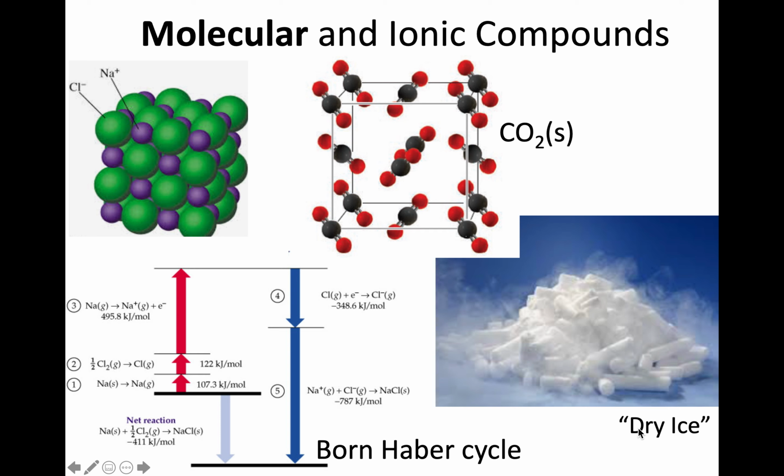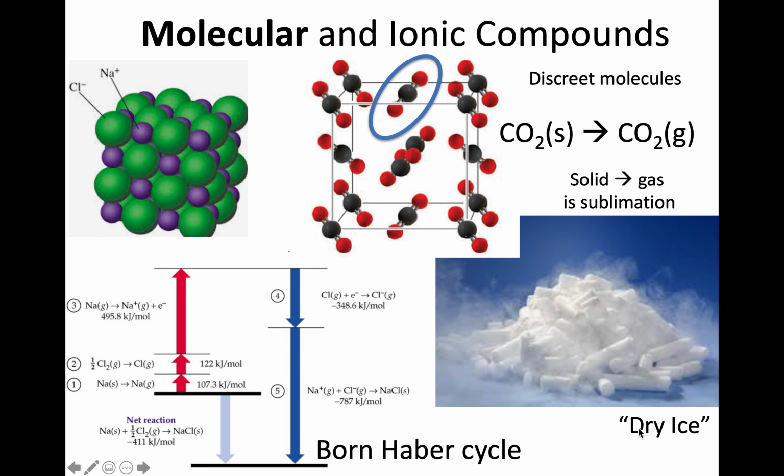So here I show a description for CO2 solid. Carbon dioxide solid is called dry ice. Notice within the molecular compound, I have a discrete molecule, a distinct CO2 molecule. CO2 solid, dry ice, can go directly to CO2 gas. This phase change of going directly from a solid to a gas is called sublimation. I like to think about that because it really illustrates how for a molecular substance, we're preserving the molecule, whether it's in a solid, a liquid, or as a gas.